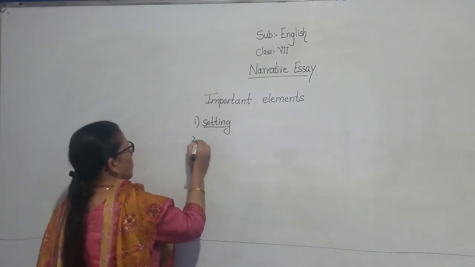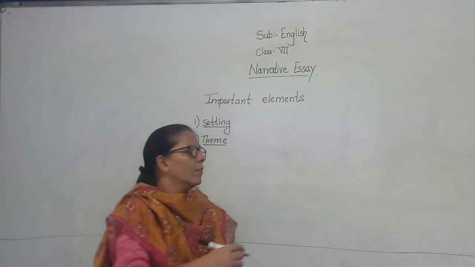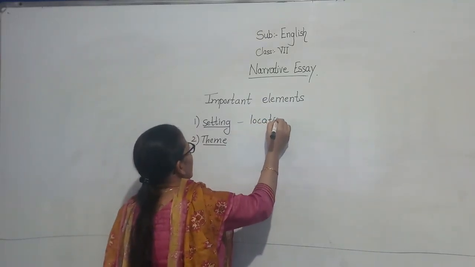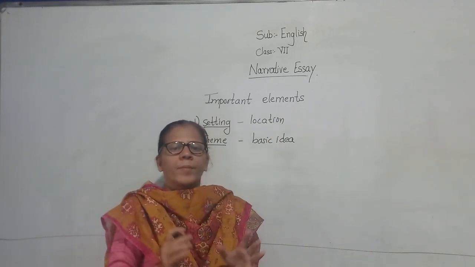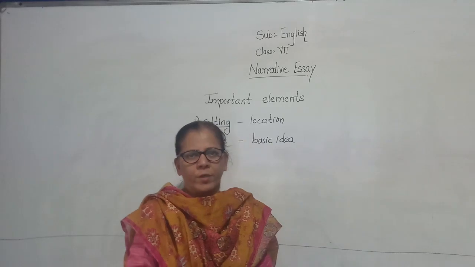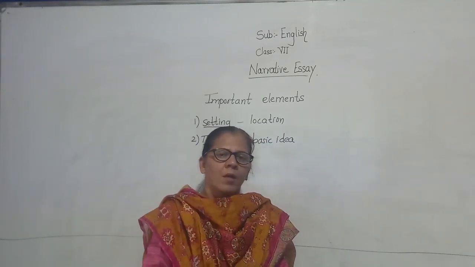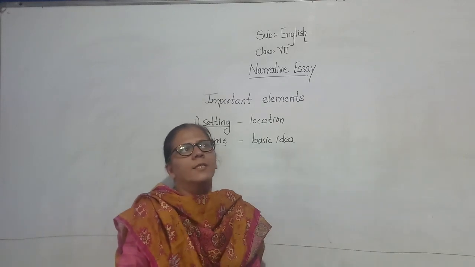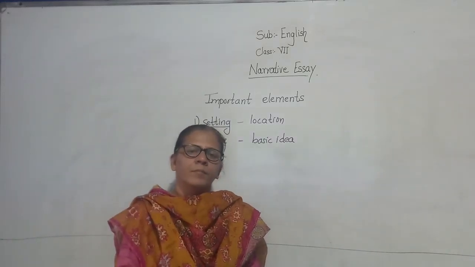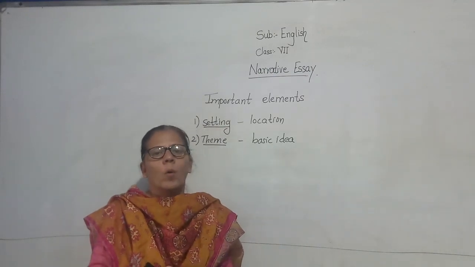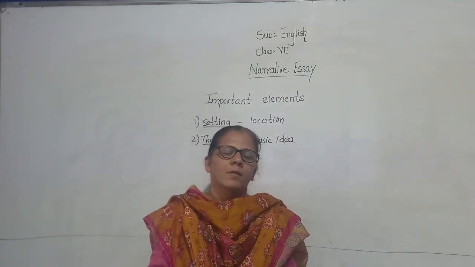Second is theme. Now what is theme? Setting means location. Theme, that is basic idea, the central idea of the story. Most often it will deal with the topics which are common in human nature. Now which are the topics which are common? So for example, envy, greed, then love, independence. So these are some common topics. So that will be the basic idea of a story.